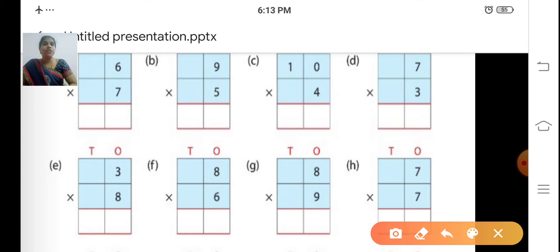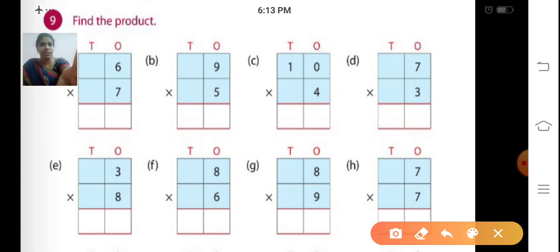6 7s are 42. Shall we write the answer? 6 7s are 42. 42, 42. 6 sevens are 42. So you know how to write the answer, right? Shall we move on to the next sum?